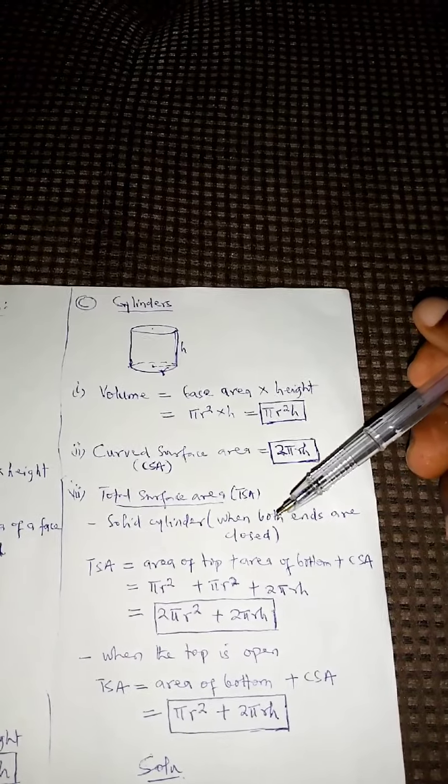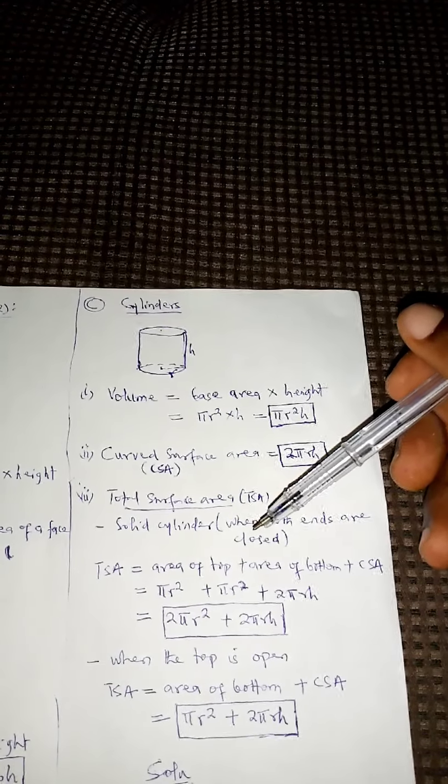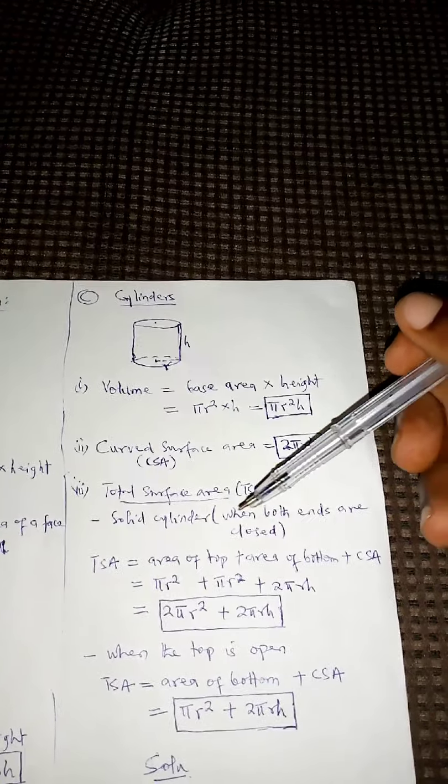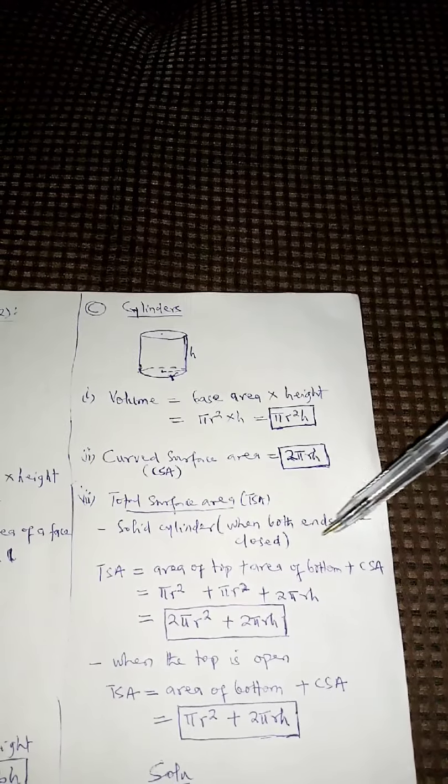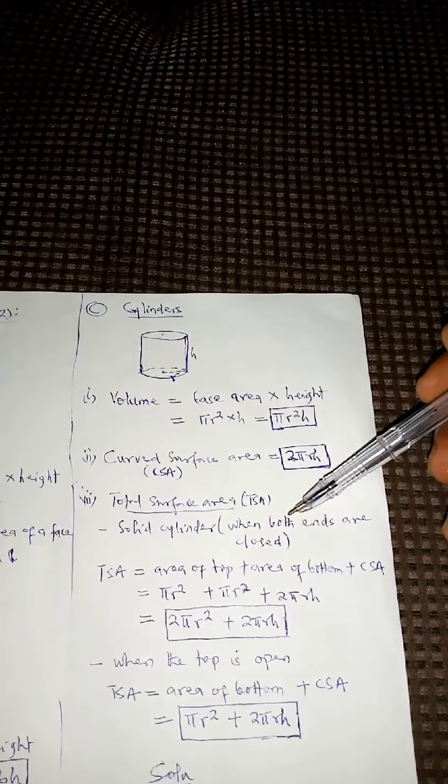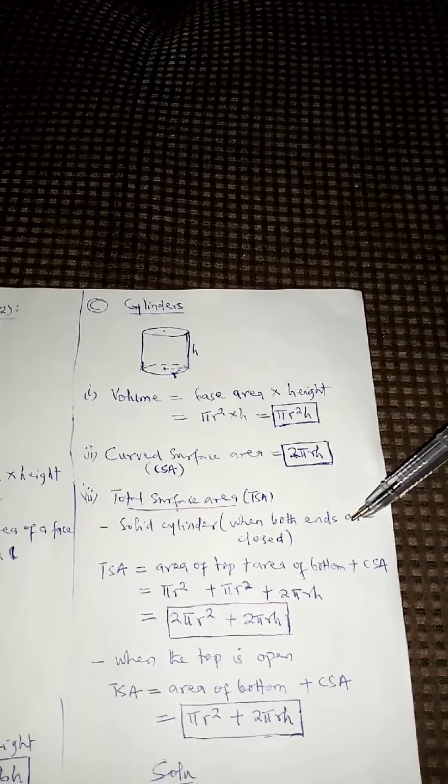Total surface area of your cylinder depends on the type of cylinder you have. If it is a solid cylinder, that is a cylinder with both ends closed.